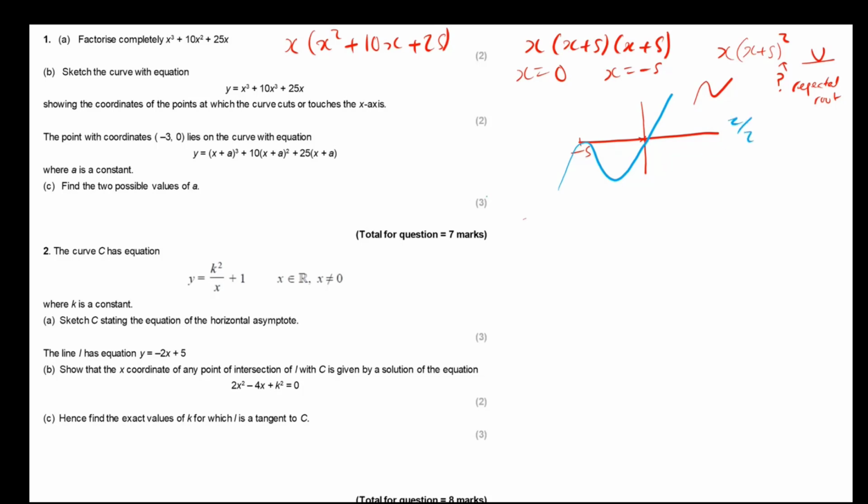Now this is a big 3 marker. So can you see you've got the point of coordinate -3, 0 lies on the curve with this equation. So this is a new equation where it's got the a in, and it's very closely linked to this. So if this is f of x, right, what is this? This is f of x what? F of x plus a. Hopefully you can see that.